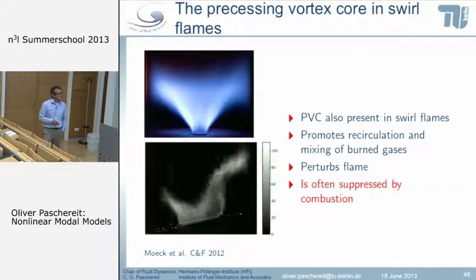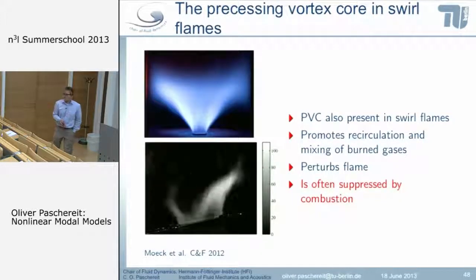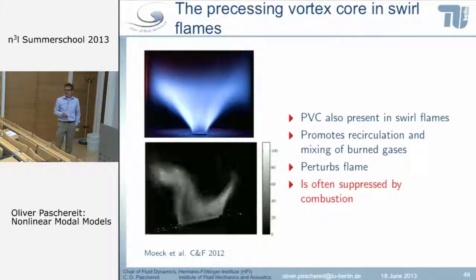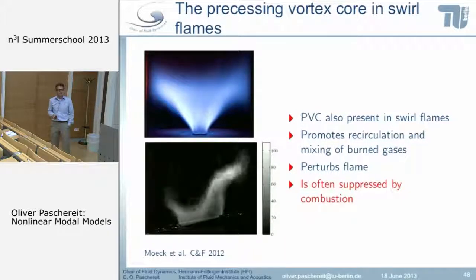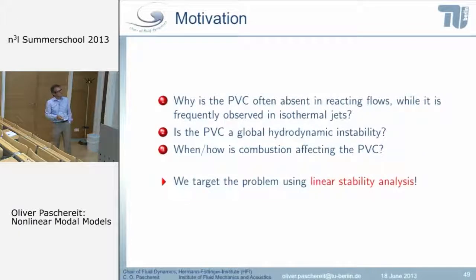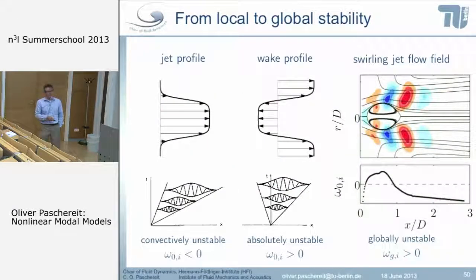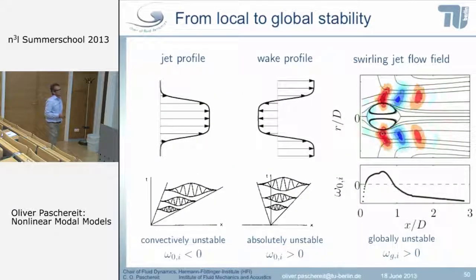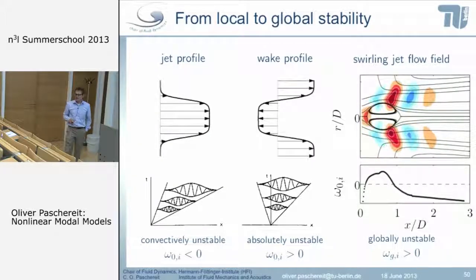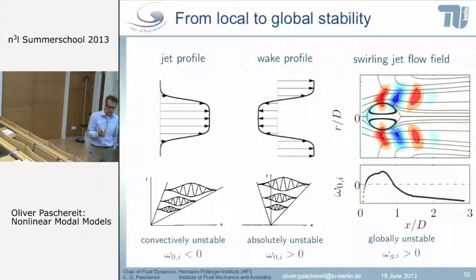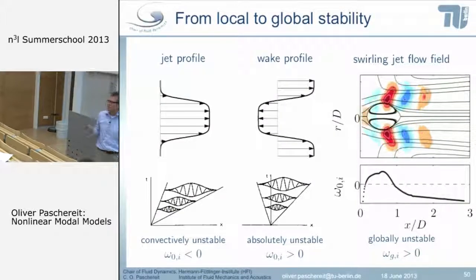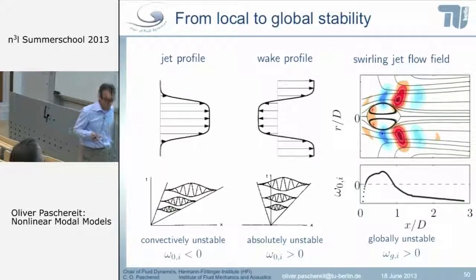And what we often see is that we see this in swirling flames, but for some cases, it's being suppressed when we turn on the combustion process. And we wanted to understand why. And again, we target this problem using linear stability theory. And there I want to not go too much into depth, but to tell you a few keywords so that you better understand what I'm talking about.